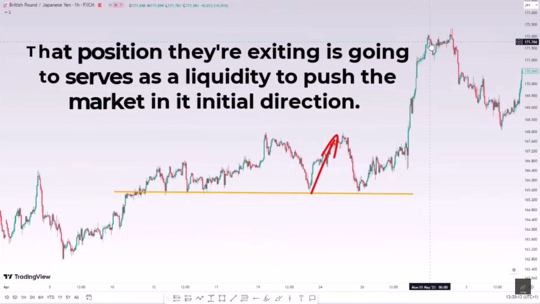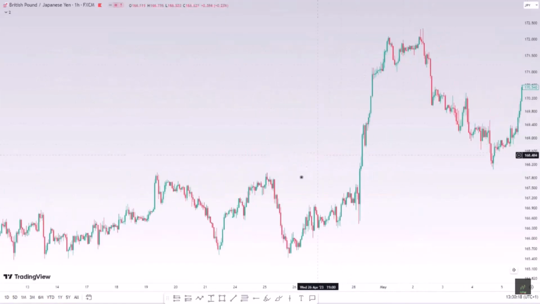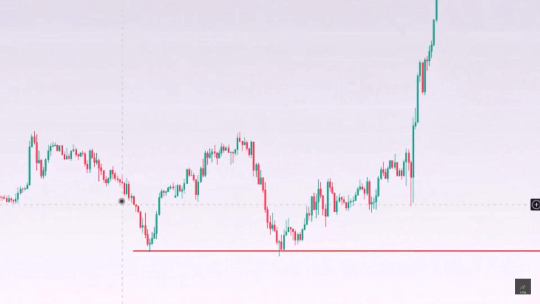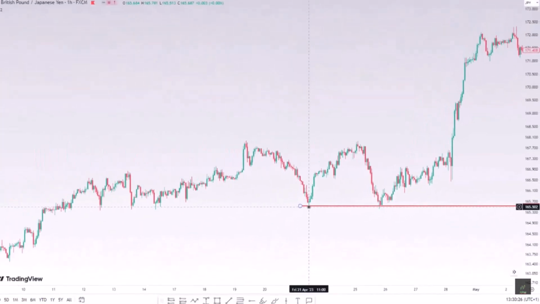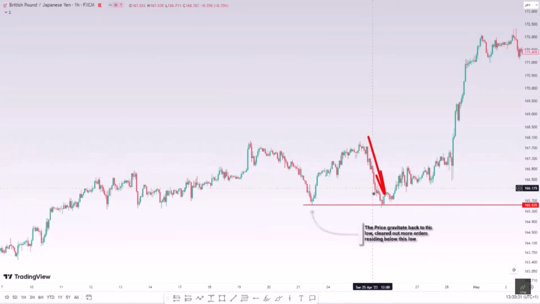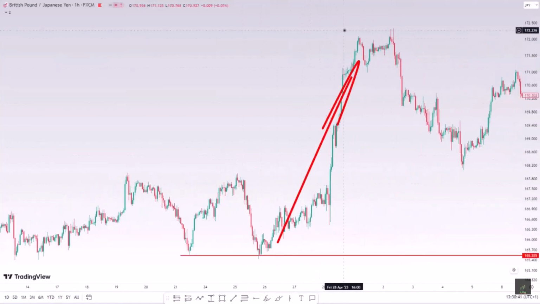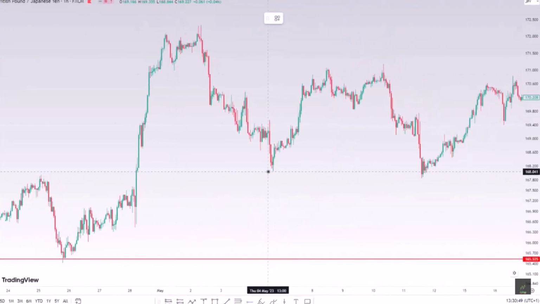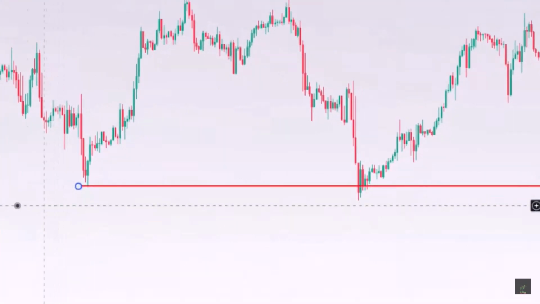That position they are exiting is going to serve as liquidity to push the market to its initial direction. Also, you can notice that either a low will be taken out completely. You see, for example, this low which was created initially, the market came back. You see, the price gravitated back to this low, clearing out more orders residing below this low. And what happened? The market then sprinted to the upside. Take a look at this phenomenon as well. This low which was created at this level. Remember, we are in an uptrend.